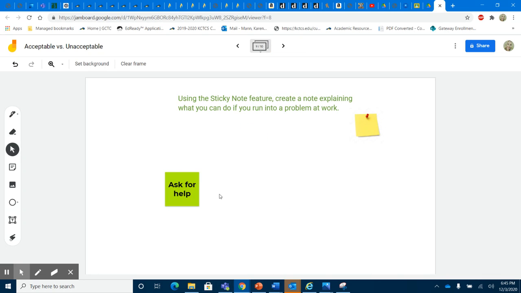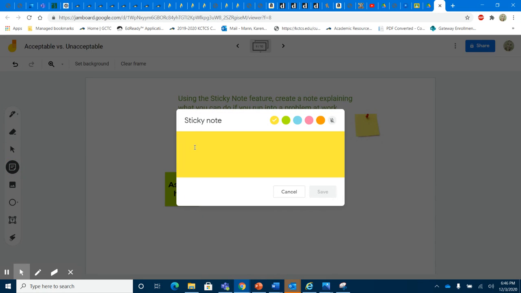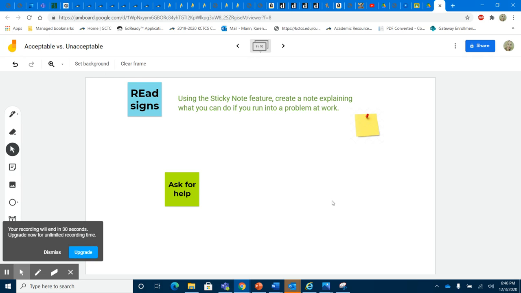And then this is another example of interaction that can be used, and that is using the sticky notes. So here I gave them a scenario: create a note explaining what you can do if you run into a problem at work. And so give some examples of what some problems might be. And then here, they may say, ask for help, read signs, and they can change the color of the Post-it that they want to put up, and then they can save it, and then it would just then add. And so the idea is that we would sort of have like an exit at the end of the lesson, and students will add their Post-it notes to this.